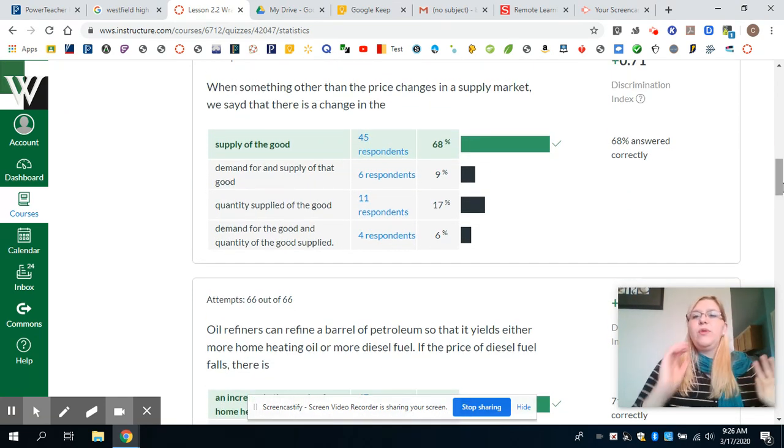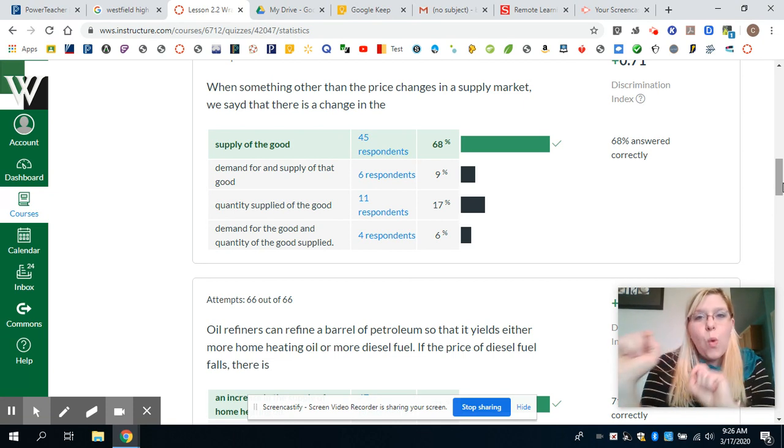When something other than price changes in a supply market, we say that there is a change in supply. Okay, so here is where we're getting at that difference between a change in supply and a change in quantity supplied. And I know that's going to drive some of you insane, but that difference, you've got to start really getting that down. If there is a change other than price, that means there is a shifter in the market. And that would be a change in the supply of the good.